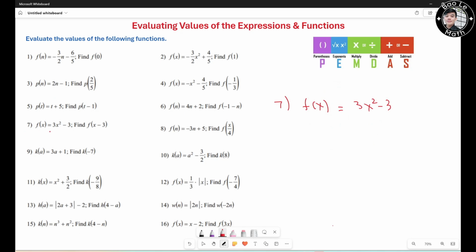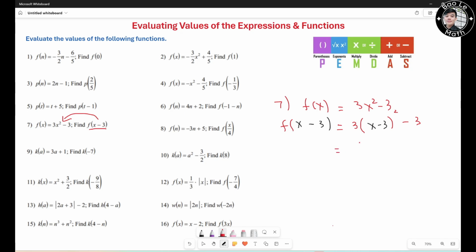Now question number 7. We need to calculate f of s minus 3. So we substitute s minus 3 for s over here. So we have f of s minus 3 equals 3, parentheses, s, which turns out to be s minus 3, and then close parentheses, square right here, and minus 3 right here.